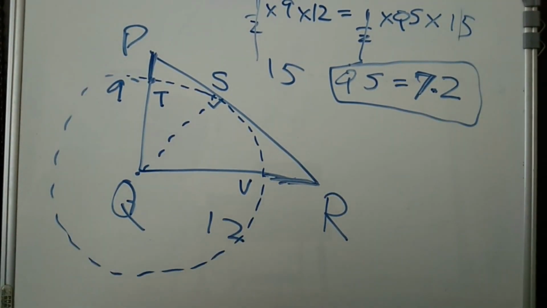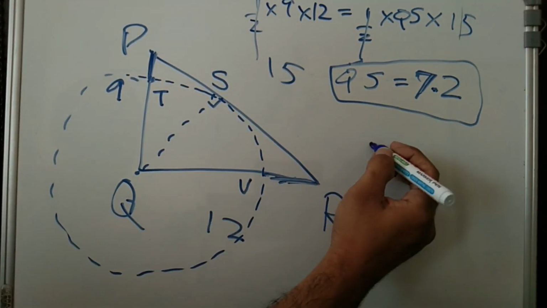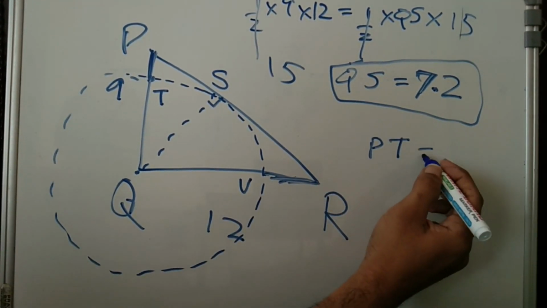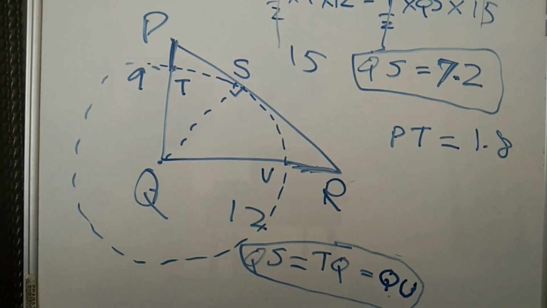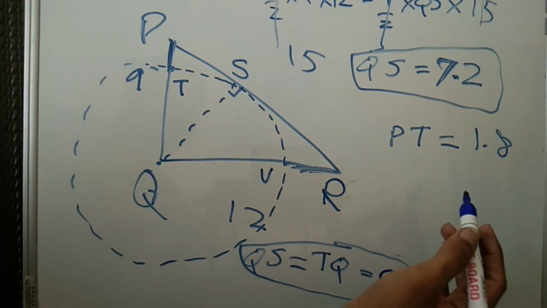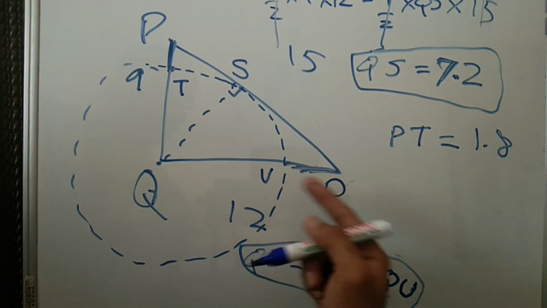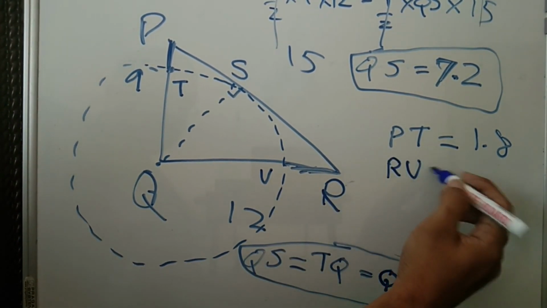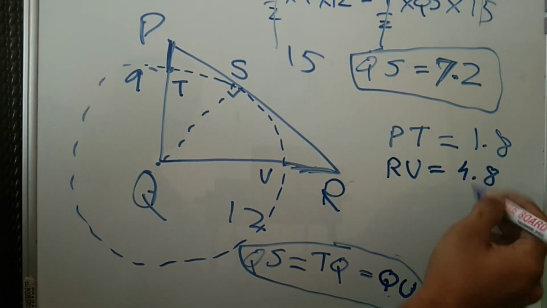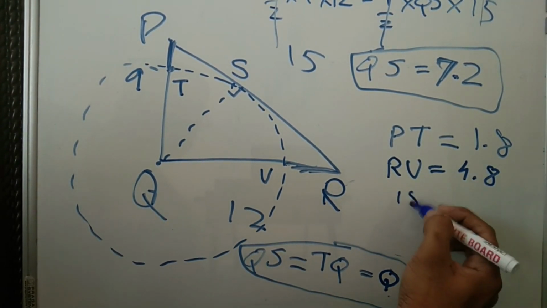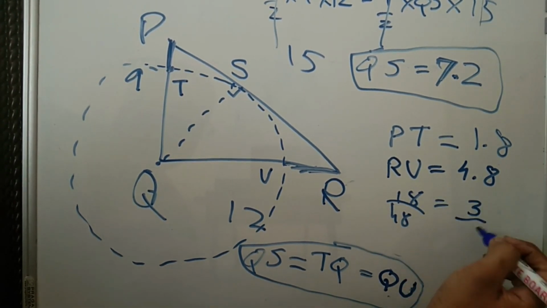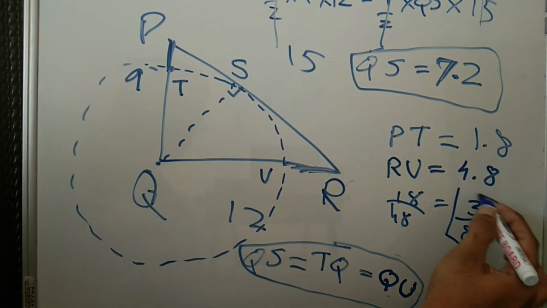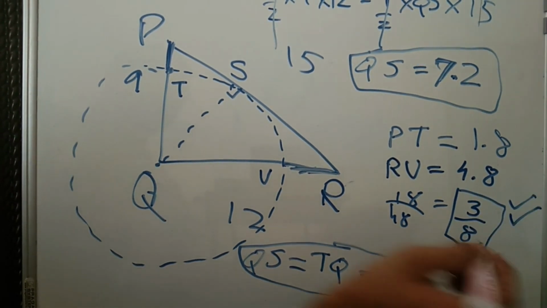Okay, if QS is coming out to be 7.2, then what would be PT? This would be 1.8. So PT is 1.8 and RU will be 4.8. So if I take the ratio 1.8 by 4.8, that will be equal to 3 by 8. So 3 by 8 will be the answer to this particular question.